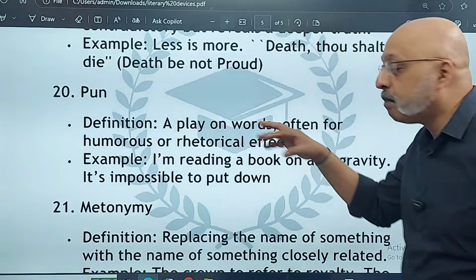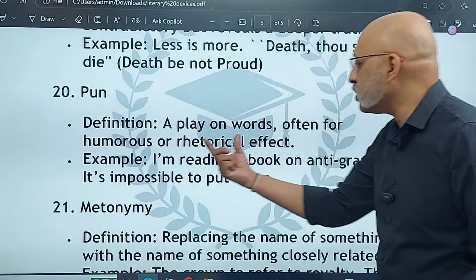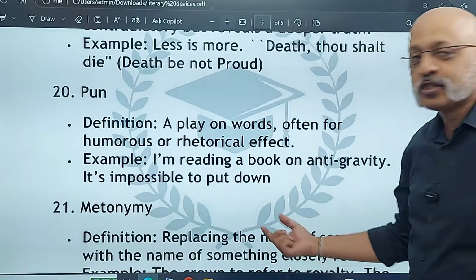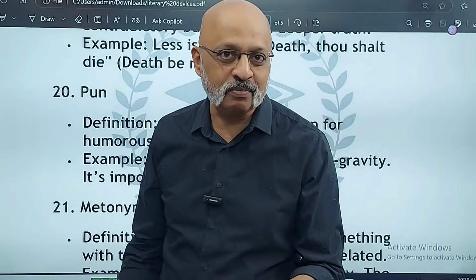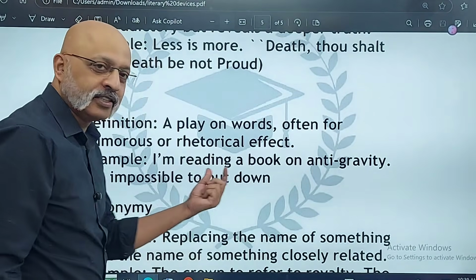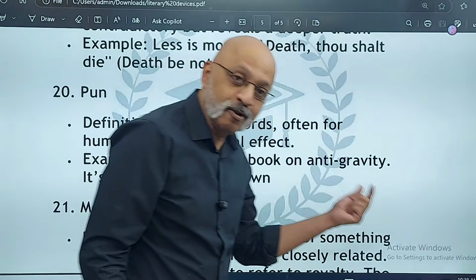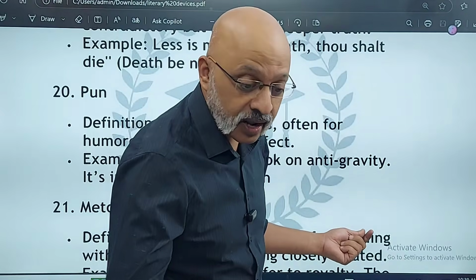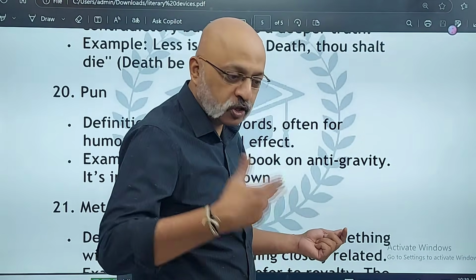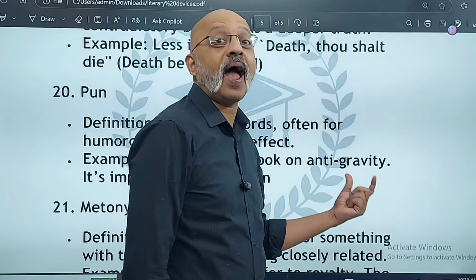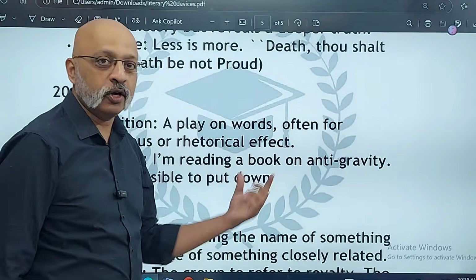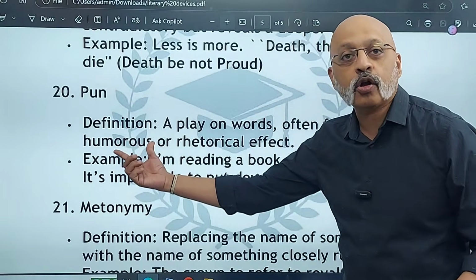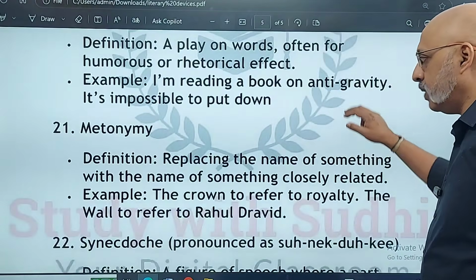So a pun is essentially a play on words, often for humorous or rhetorical effect. I'm reading a book on anti-gravity. It's impossible to put down. Now you see, the moment you hear something like this, you'll feel amused because it's a book on anti-gravity, and then you say, I'm finding it impossible to put it down, which means that it's a great book. It's an unputdownable book, because it's a page turner, right? And the book is on anti-gravity. So anti-gravity, put down, it is the use of a pun just to create a more witty or humorous effect.